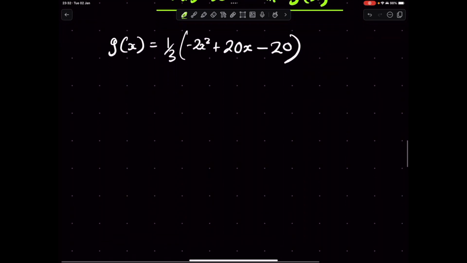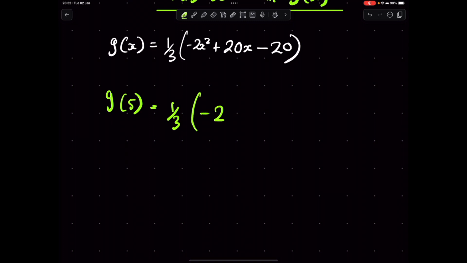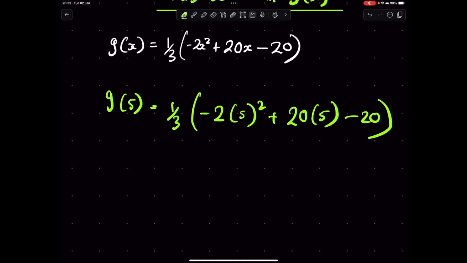All right, so what we'll get is g of 5. Remember, x is equal to 5. g of 5 is equal to 1 over 3 times negative 2 times 5 squared plus 20 times 5 minus 20. We close that there. And then now we just solve for this.